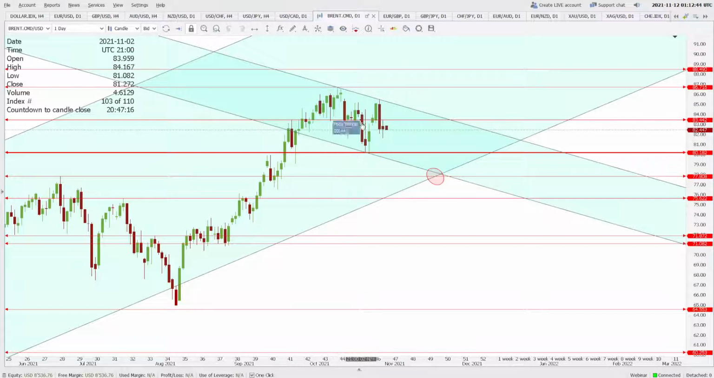You see, this is a small formation of a double top here, and this double top will be confirmed only when we see a closing below 80.18 on the daily chart.